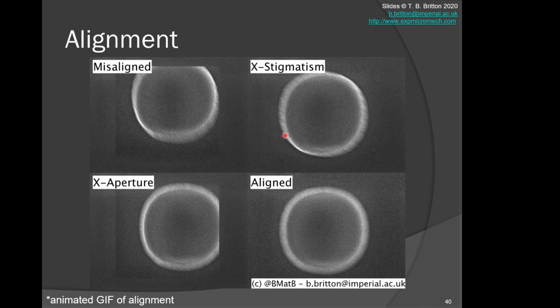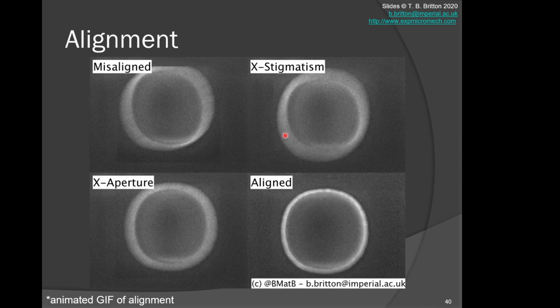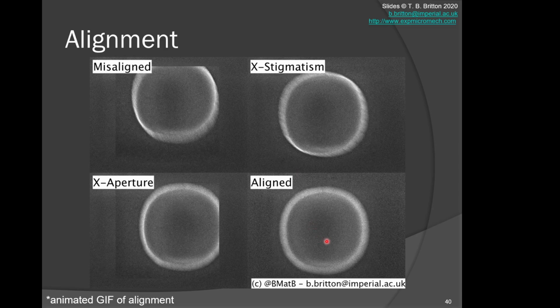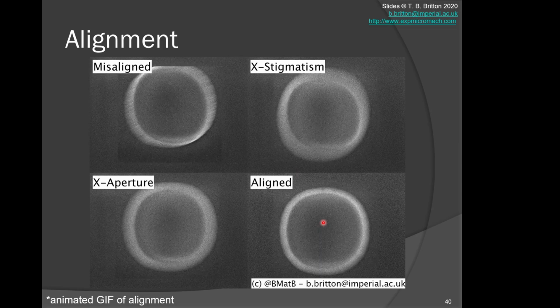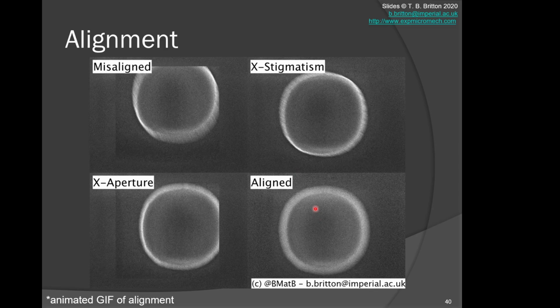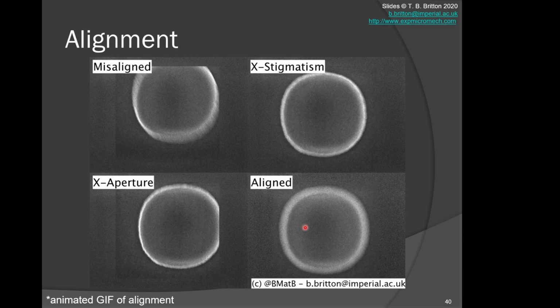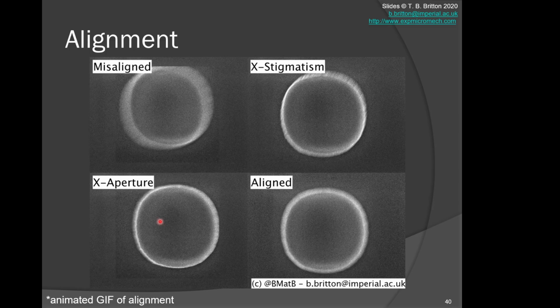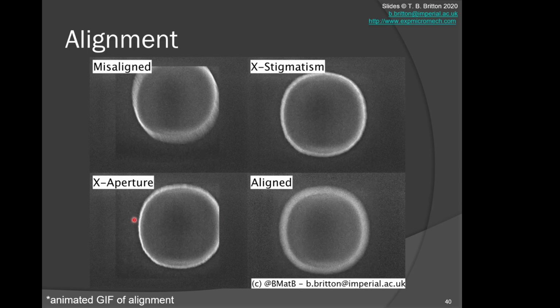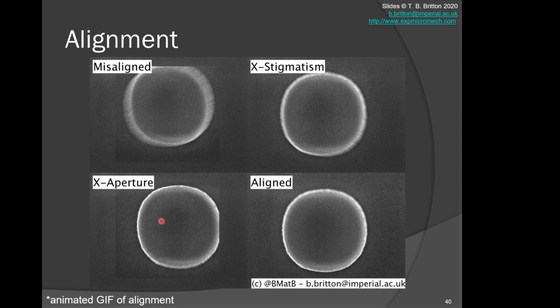So the alignment: I've imaged effectively a circular pillar in this example. If it's well aligned, as you rock and wobble through the focus, it just goes in and out of focus, down this bottom right image. If the X aperture is misaligned, then effectively it will rock left to right. So you can see that moving left to right.